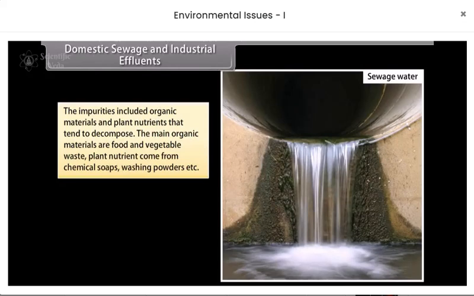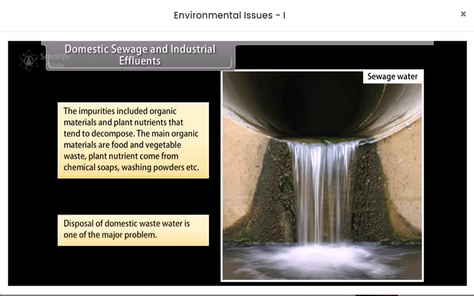The impurities include organic materials and plant nutrients that tend to decompose. The main organic materials are food and vegetable waste. Plant nutrients come from chemical soaps, washing powders, etc. Disposal of domestic wastewater is one of the major problems.